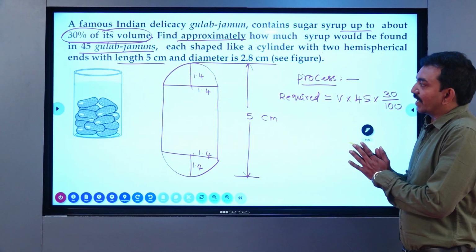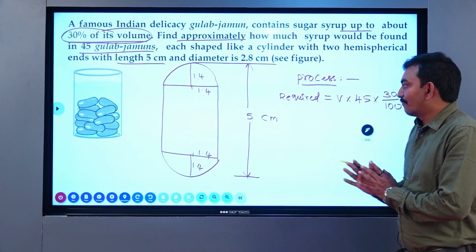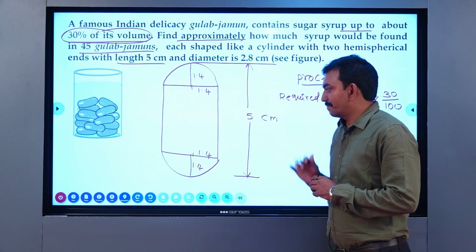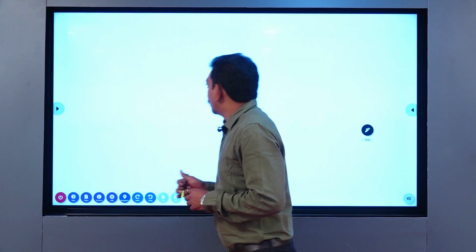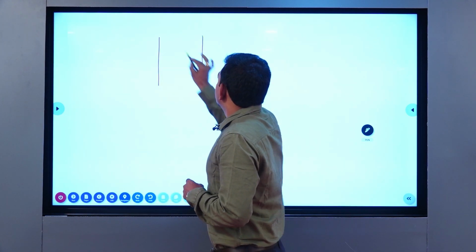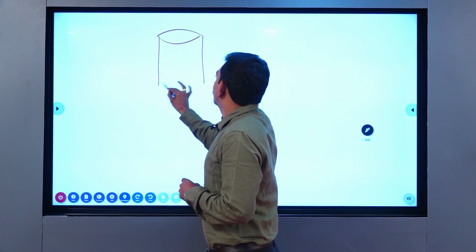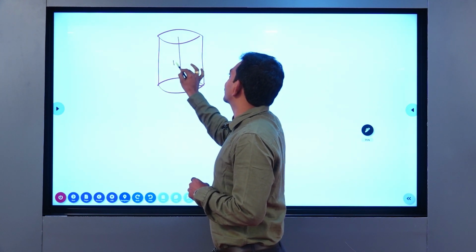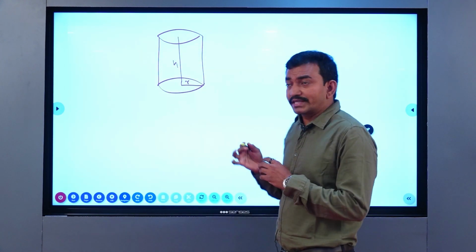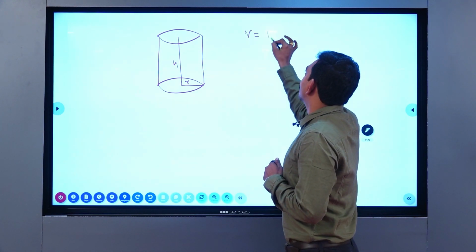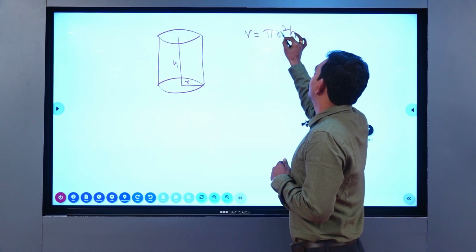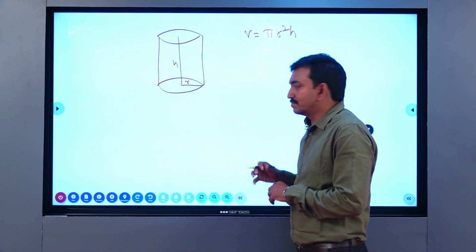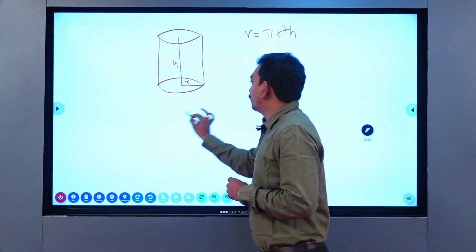First, let's try to understand the formulas for sphere and for cylinder. So in a cylinder, if you take the base radius as r and height of the cylinder as h, we know that the volume of cylinder is pi r square h. Hoping that you know all this already, I am just trying to remind once.